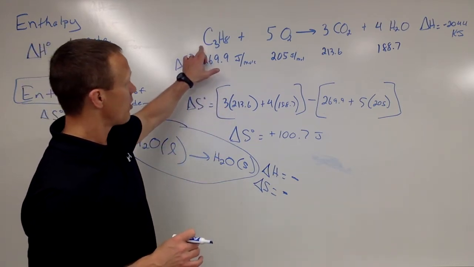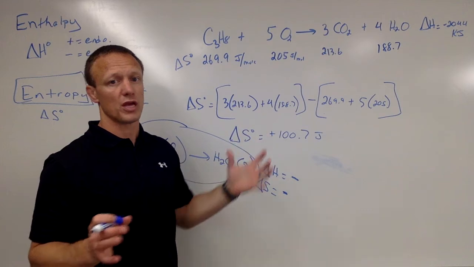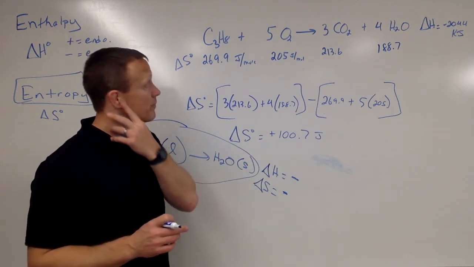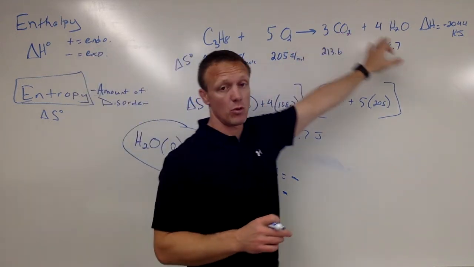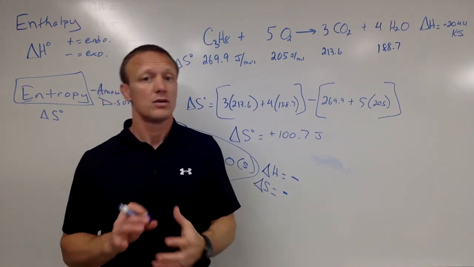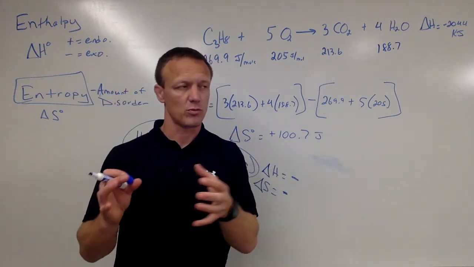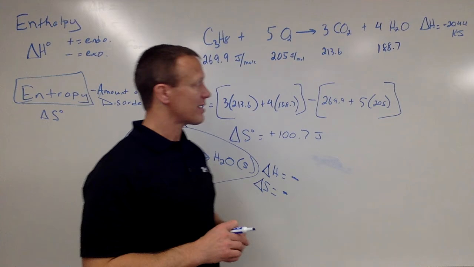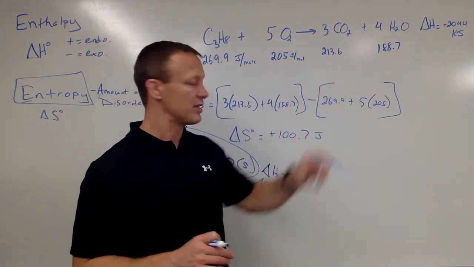So here we have 1 mole plus 5 moles. We have 6 moles of reactants producing 7 moles of products. Okay? That's a little bit more disorder, going from 6 moles to 7 moles. So our delta S is probably positive. We're probably increasing in disorder.